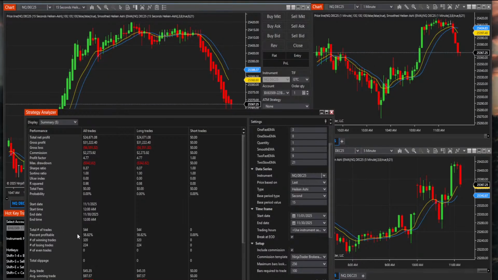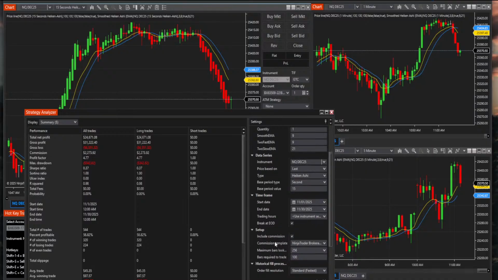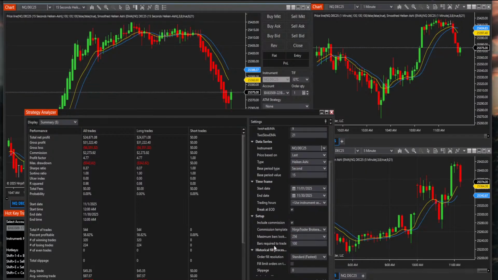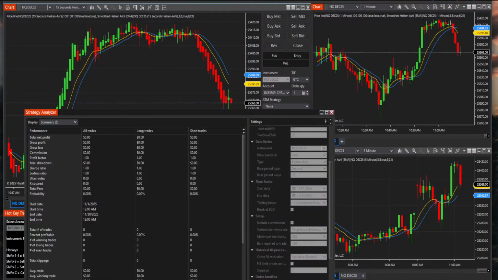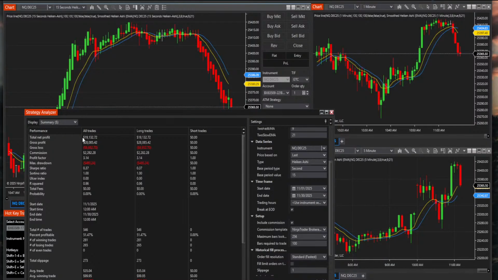It traded 544 times. Let's add in slippage. You're going to get slippage, people. We're going to do a 1 point slippage on every single trade. Look at that, 19,000. So with the total commissions and slippage, we're still profitable.